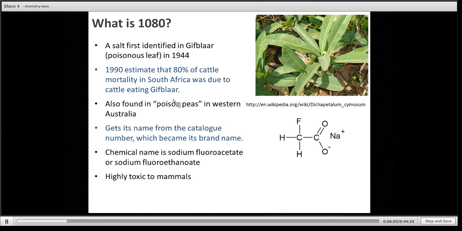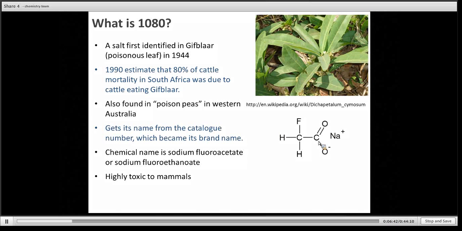Then the name itself comes from the catalogue number. When it was discovered, it was put into a catalogue of poisons, and so that's where 1080 gets its name. It actually is a salt, as I said, of sodium, the sodium ion, and fluoroacetate or fluoroethanoate. So if you've done your organic chemistry, the two carbons, that's where the eth comes from, and it's an anion, so that's where that 8 comes from. Anions ending in 8 tend to have oxygen in them, so it's fluoroethanoate because it's got a fluorine as well.